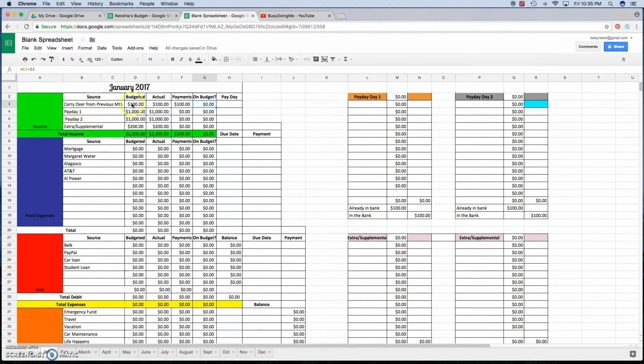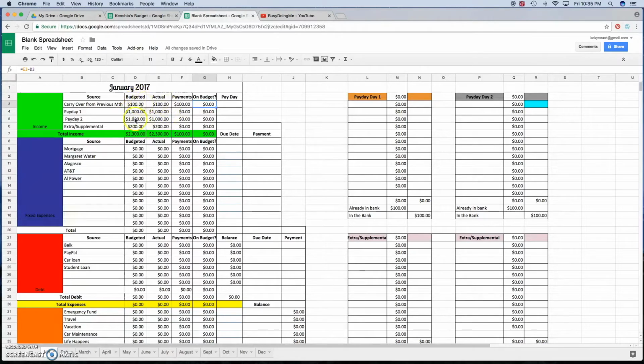So let's just get started. So carry over from previous months. Since this is January, that means it would have carried over from December of 2016. You can also do that as well. So I just said we had $100 carried over. We actually got $100 and we paid $100. And the reason why I have an actual and a paid column, I will explain to you a little bit later.